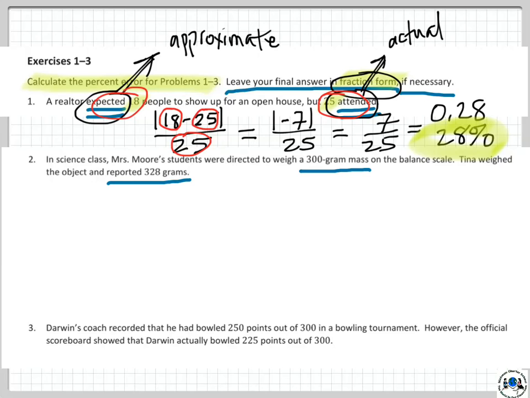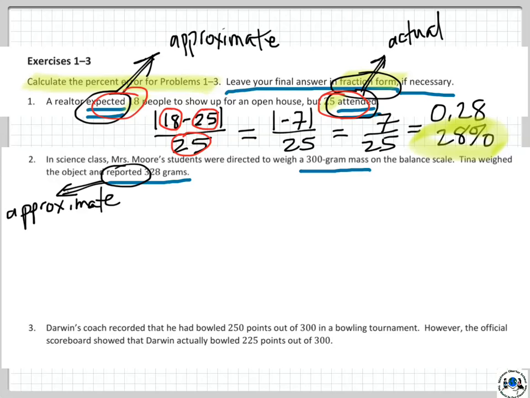Okay, so our next one is a science class. This is more of a measurement problem. In science class, Mrs. Moore's students were directed to weigh a 300-gram mass on a balance scale. Tina weighed the object and reported 328 grams. Let's identify here the reported. Tina, the student, weighed it, and she reported that it was 328 grams.